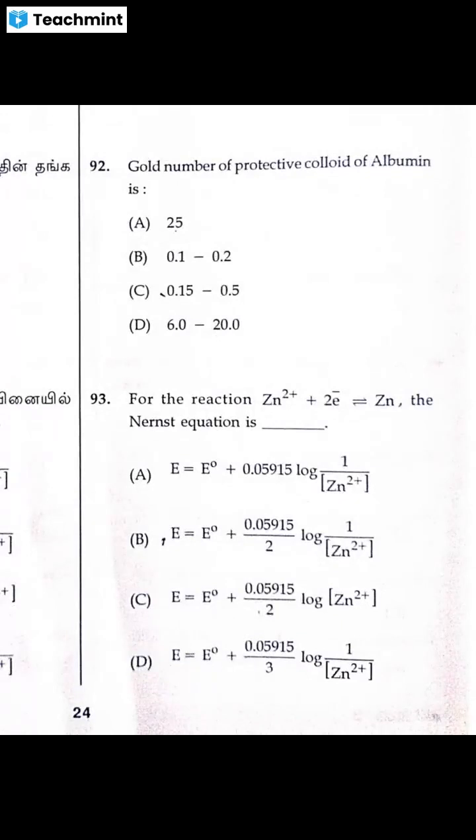Golden number for albumin. Okay, golden number for albumin. So here what we have given, this is the correct one, 0.1 to 0.2 value. That is the gold number for albumin.